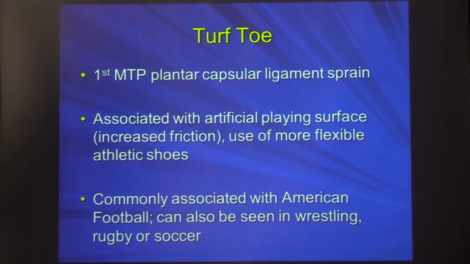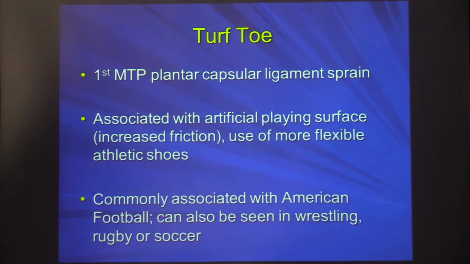Traditionally, it was associated with artificial playing surfaces. It became very popular in the United States about 50 years ago. Instead of having to water the grass and mow the lawn, you'd put fake grass in, which we call turf. And also, at the same time, more flexible athletic shoes were utilized, which allowed more bending of the forefoot. We commonly see it in American football, but it can also be seen in wrestling, rugby, or soccer.